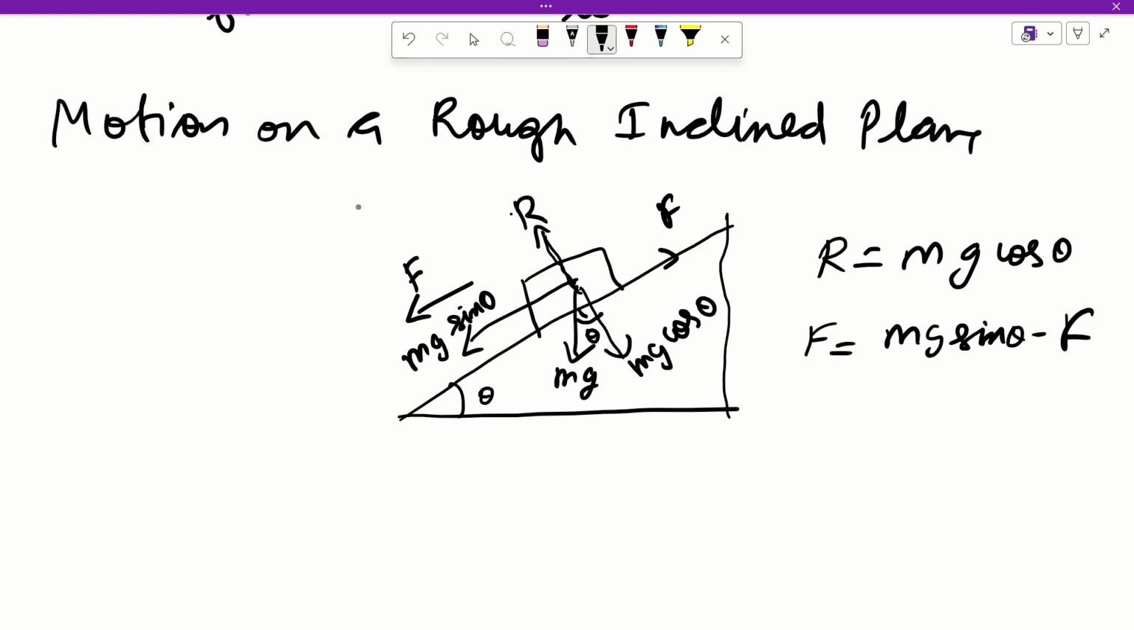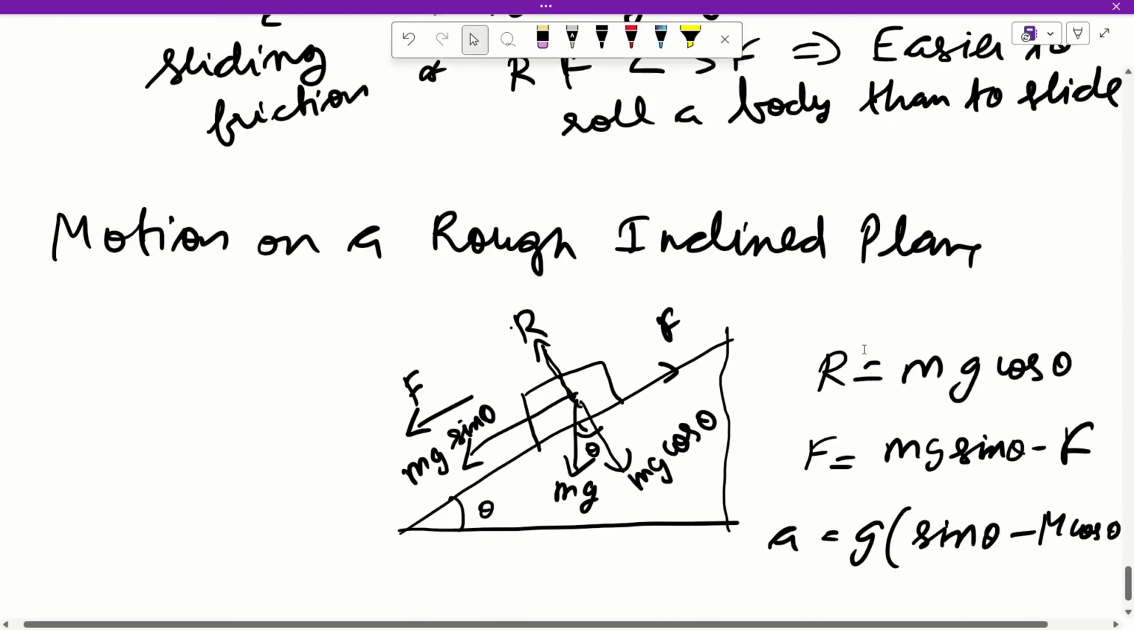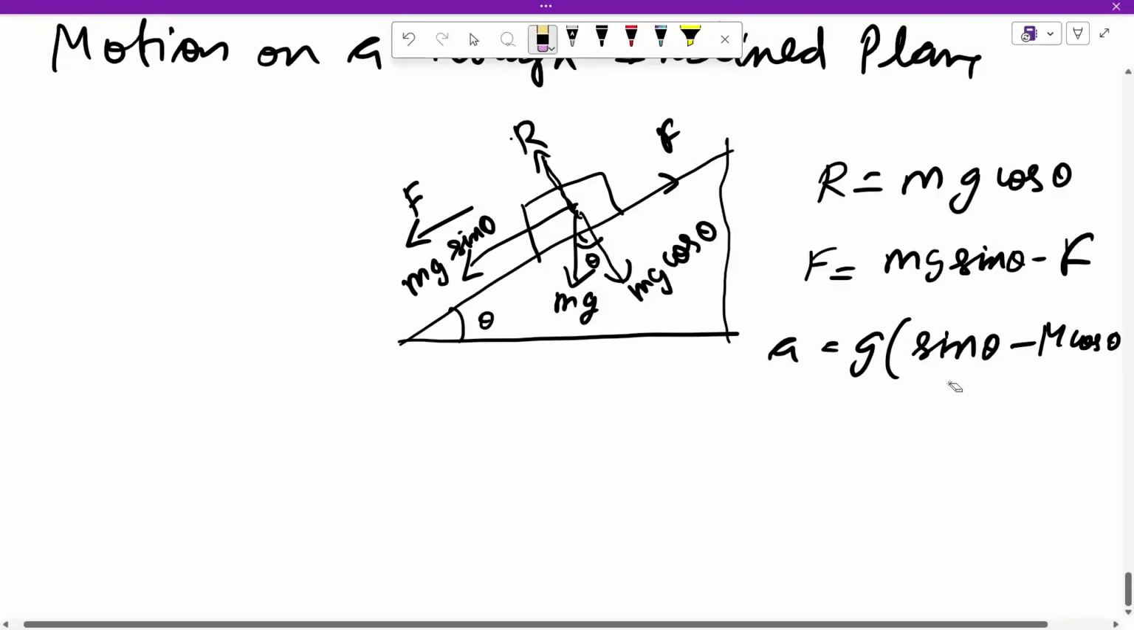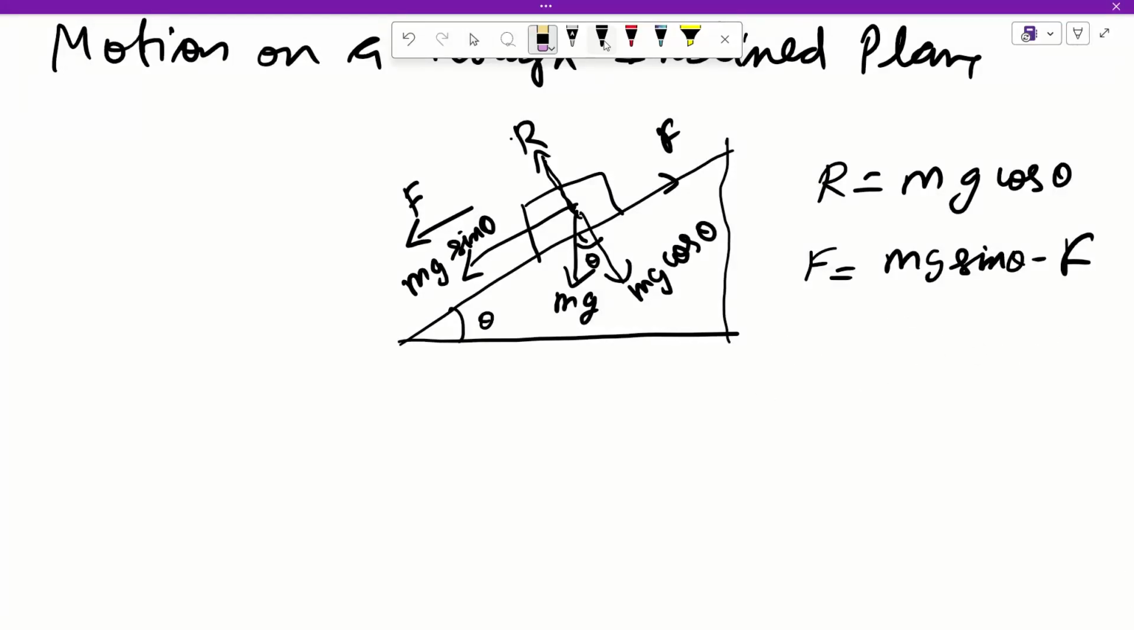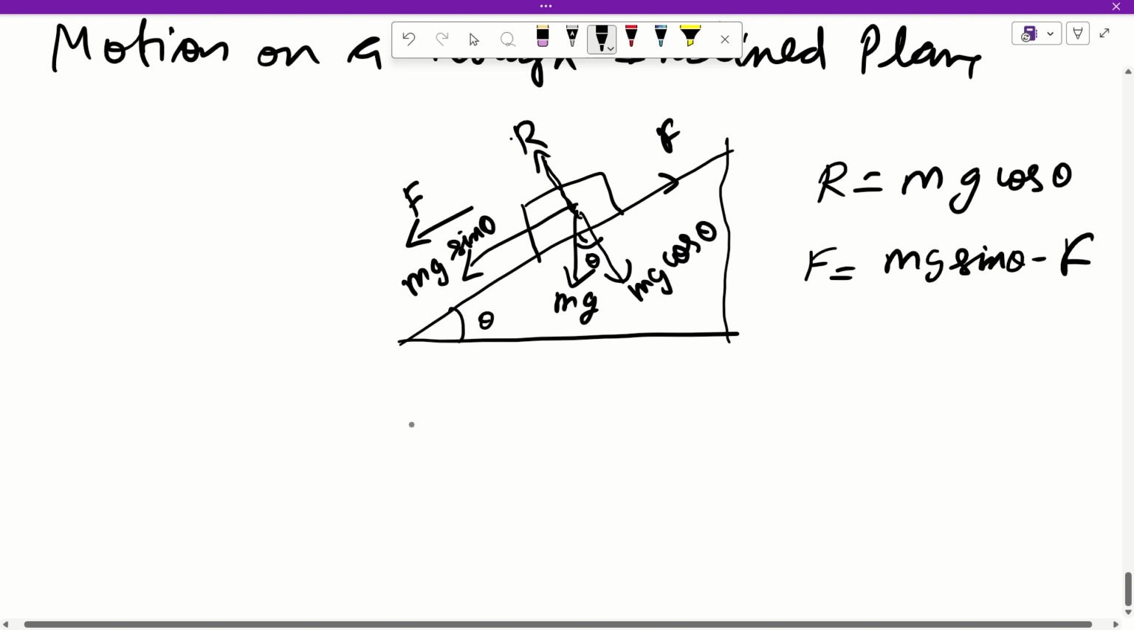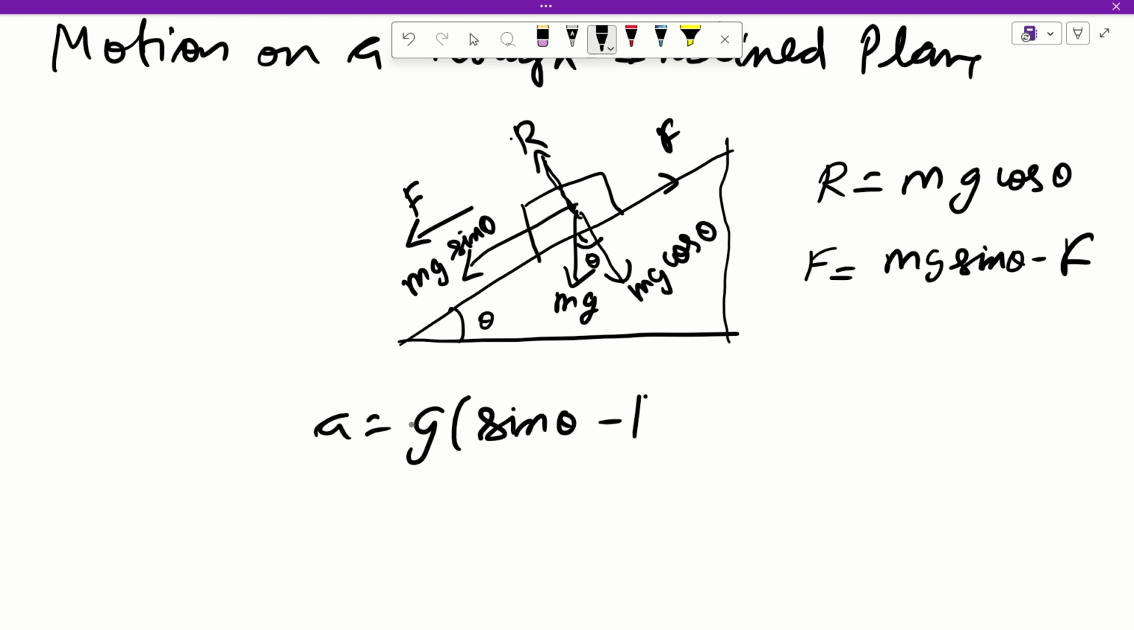The acceleration on an inclined plane is given by a equal to g into sin theta minus mu cos theta. Just know how the equation came. Write the equation here: a is the acceleration on the inclined plane. Learn this equation by heart: a is equal to g into sin theta minus mu cos theta.